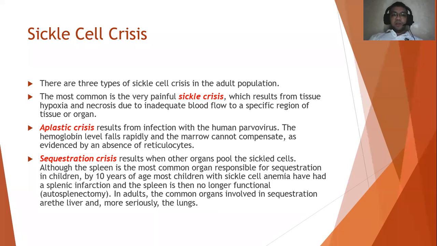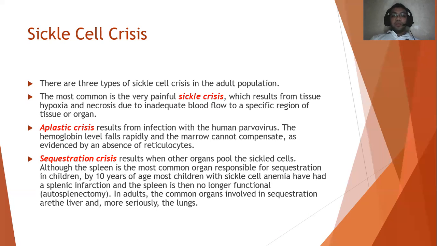Sickle cell crisis. There are three types of sickle cell crisis in the adult population. The most common is the very painful sickle crisis, which results from tissue hypoxia and necrosis due to inadequate blood flow to a specific region of tissue or an organ. So that's what commonly happens due to the occlusion of the sickled cells inside the blood vessels going to a specific tissue or organ of the body.